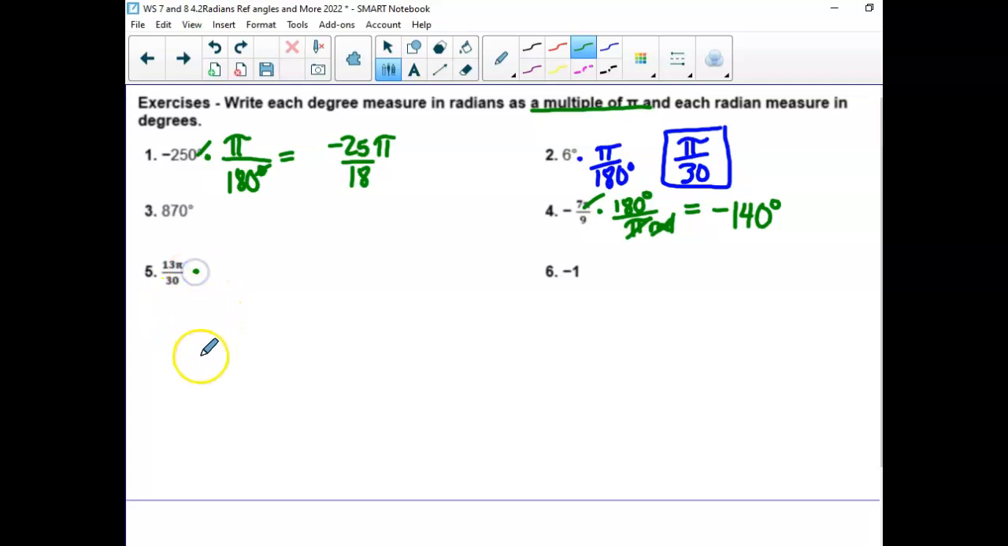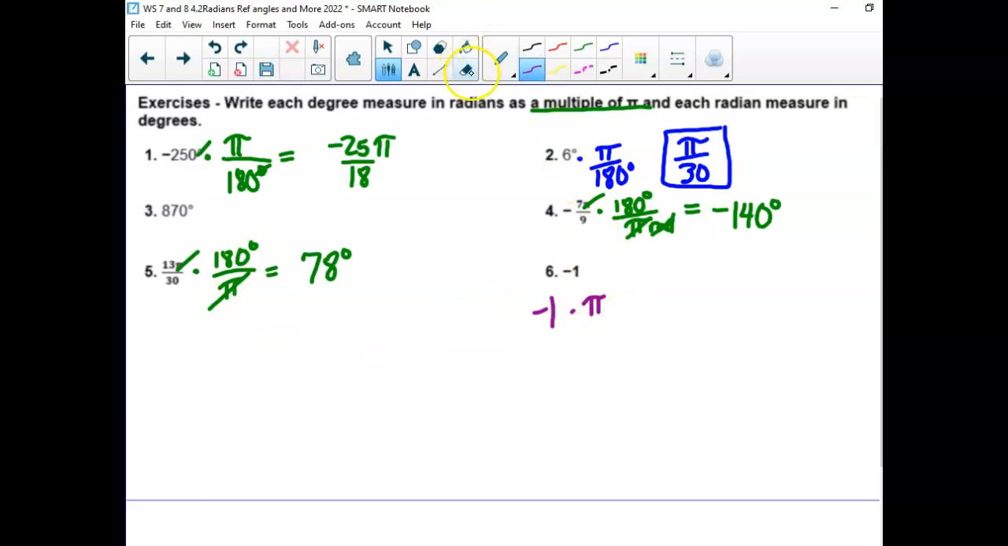So can you do 5 on your own? And then we'll talk about 6, because 6 is weird. Anybody get an answer? Yeah, I got 78. Is that what somebody said? Okay. Now, the weirdness is that this doesn't have a pi, but it's radians. Does anybody need me to talk about number 5? Was it 5? 13 divided by 30 times 180 would do it. Okay.